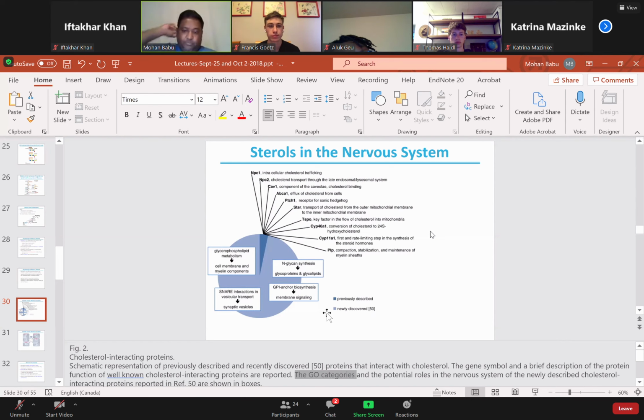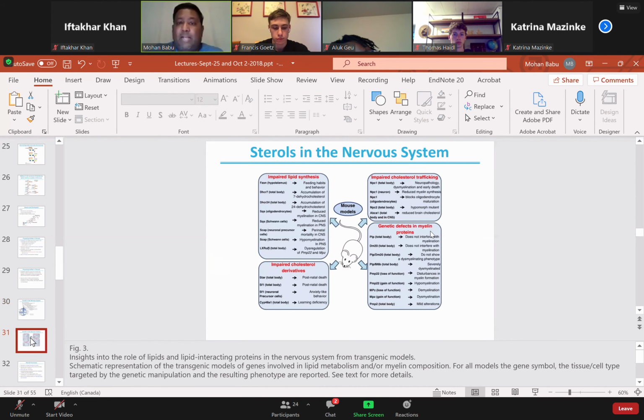Okay. All right. And here are the sterols in the nervous system. So for example, let's take a step back. Why are mouse models very important?